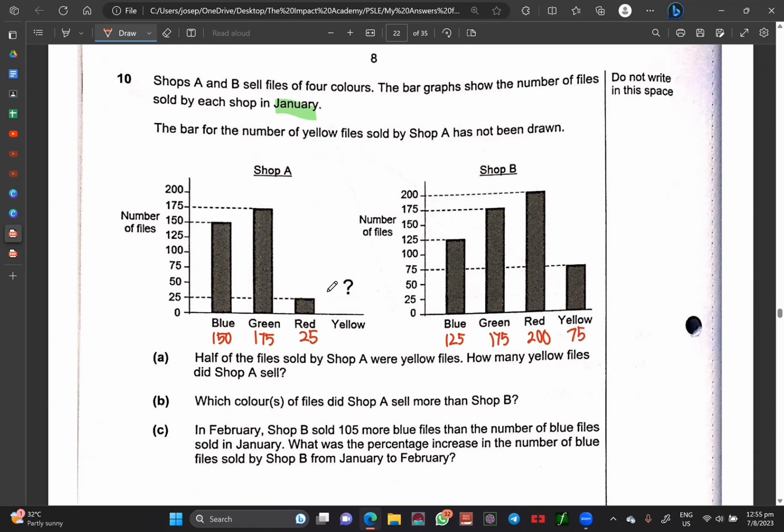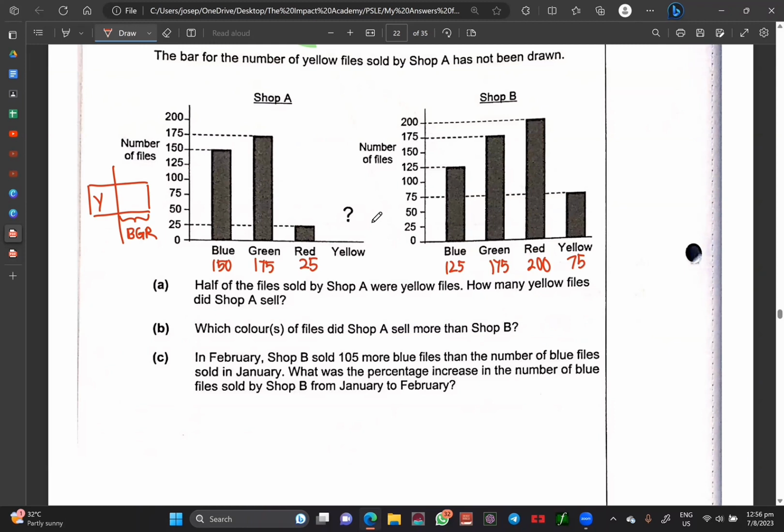Do it nicely. Now, in A, it says that half of the files sold by shop A were yellow files. Wow, so shop A sold blue, green, red, and yellow is actually half of it. So if yellow is half of it, let me maybe just draw this model, and I think this will click almost immediately. If yellow is half of it, isn't it true to say that blue, green, and red are the other half? So yellow is half of it, blue, green, and red are the other half. So to find out the number of yellow files shop A sold, we are going to say that yellow is equal to blue plus green plus red.